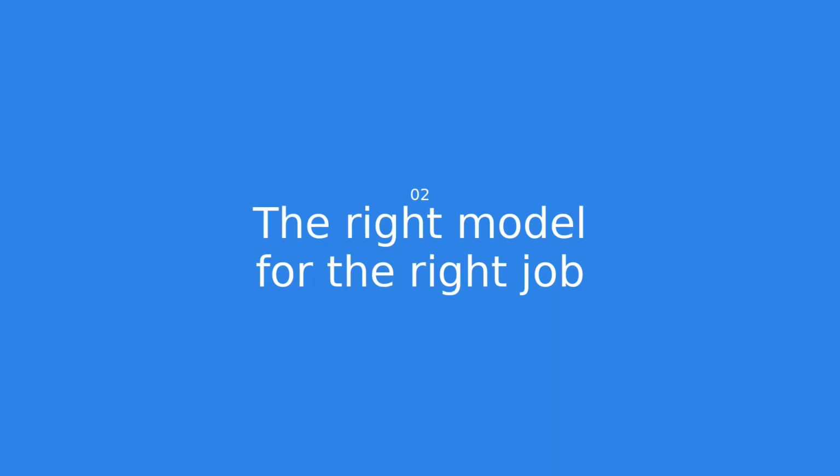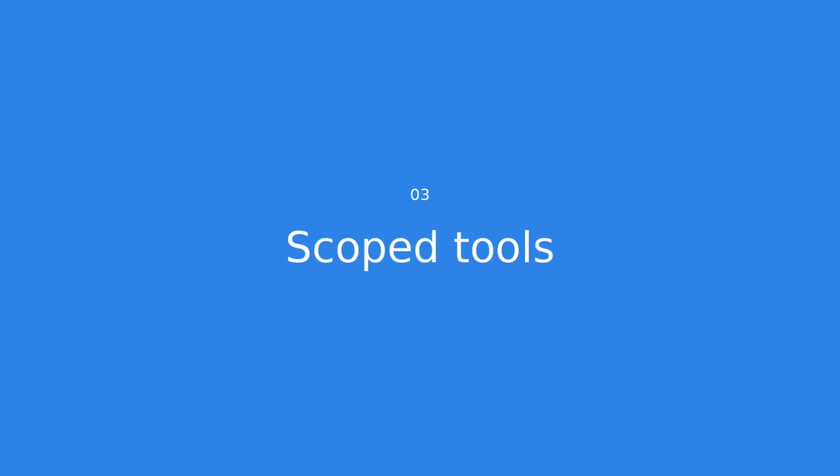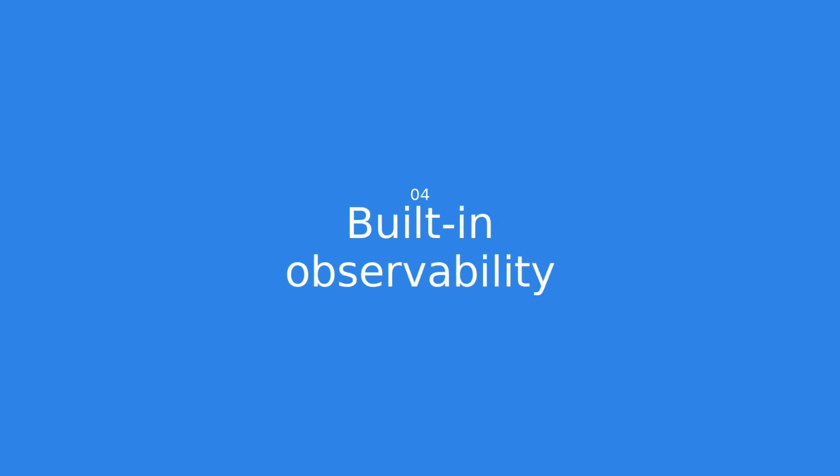2, the right model for the right job. I've mentioned this already. Opus only where I need judgment, the strategist. Sonnet everywhere else. That's a real cost decision, not just a technical one. 3, scoped tools. The theory monitor literally cannot execute anything because it has no reason to. Permissions match the role. 4, built-in observability. Every agent announces itself when it starts and states who it's handing off to when it finishes.